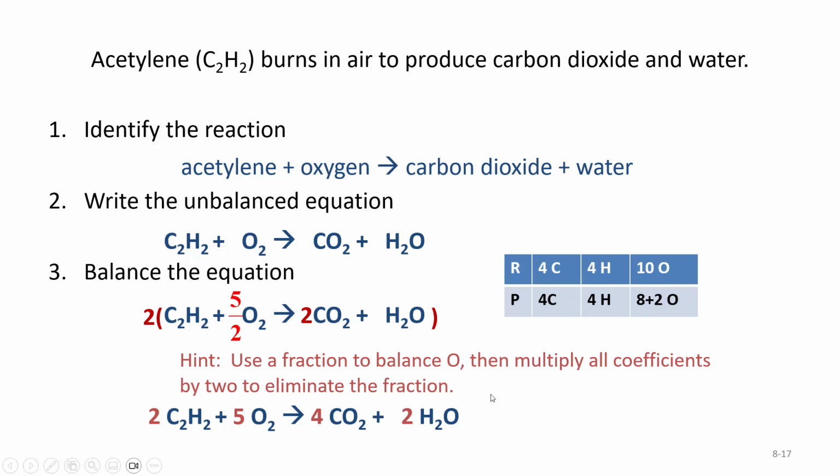Now we do want to go back and make sure this is balanced still. 2 times 2 is 4. So we have 4 carbon on this side, we have 4 carbon on that side. 2 times 2 is 4, so we have 4 hydrogen on this side. We have 2 times 2 gives us 4 hydrogen on this side. Over here, we have 5 times 2, which gives us 10 oxygen. Here, we have 4 times 2, which gives us 8 oxygen, plus the 2 oxygen here, and that gives us 10 oxygen.